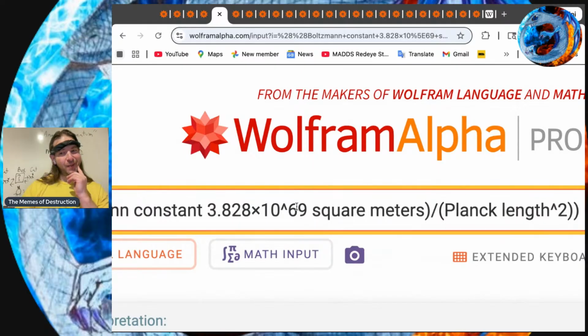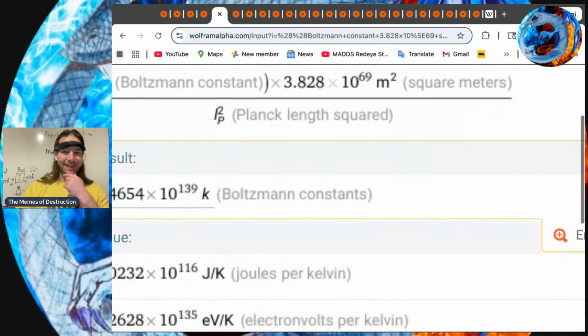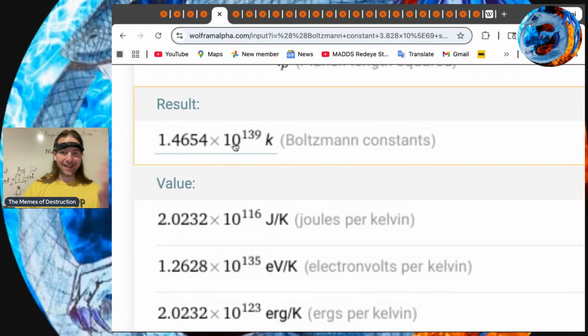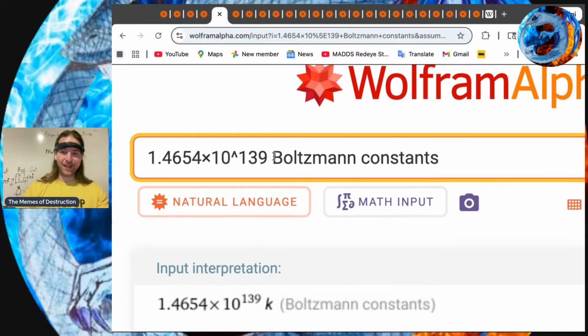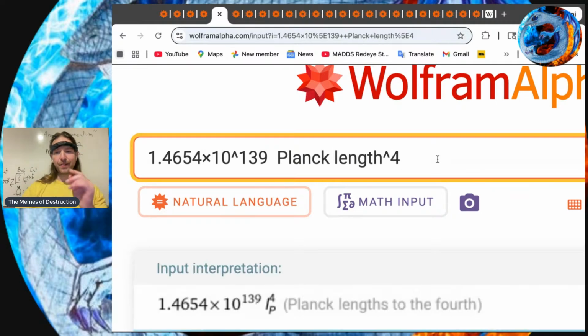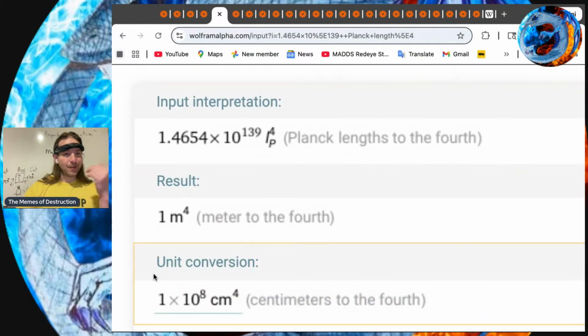Well, this is the inverse Planck length squared. I mean, we got another 2 dimensions of length there. That's going to give us 1 over the Planck length to the 4th times the Boltzmann's constant and stuff like that. Okay. Yeah. This literally should be Planck length to the 4th. Yeah, 1 meter to the 4th. Boom.